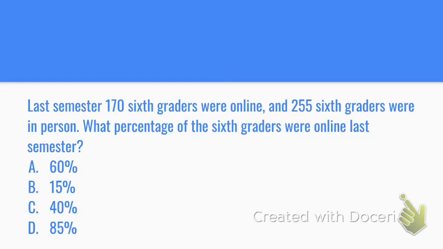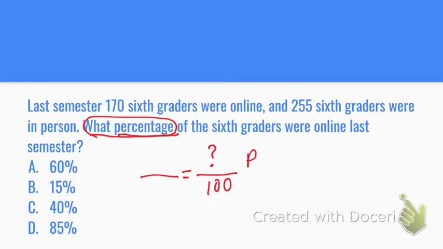Okay, so in this problem here, we are asking for the percentage. That means that's what I'm trying to find. So when I'm looking for this problem, I have part over whole equals percent over 100. Well, since it says what percentage, that means I do not know the percent. My 100 always goes here. So we're comparing the part of the students that were online to the total number of students, okay?